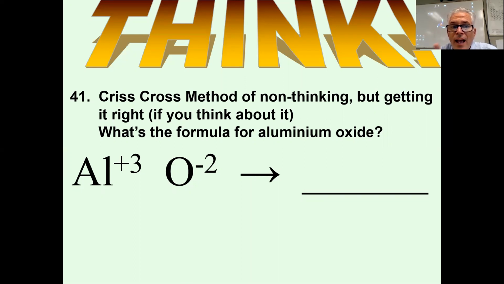This is how it works. Al is a +3 and O is -2. How does this work? Oh, I was going to crisscross it. 2 aluminums give away 3 + 3. That's 6 electrons come out of the 2 aluminums, and the oxygens gain 2, 2, and 2.